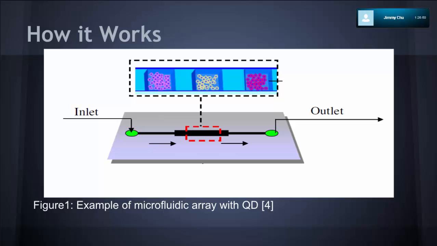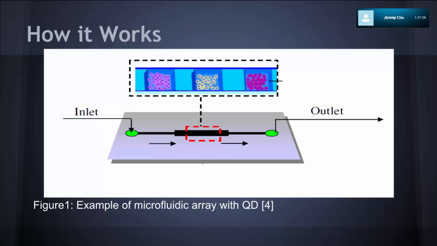Reagents are dispensed through the inlet and made to pass through the channel with quantum dots, and the quantum dots act as labelers binding to specific cells, for example the cancer cells or the virus, to allow detection of such target entities in the reagent.